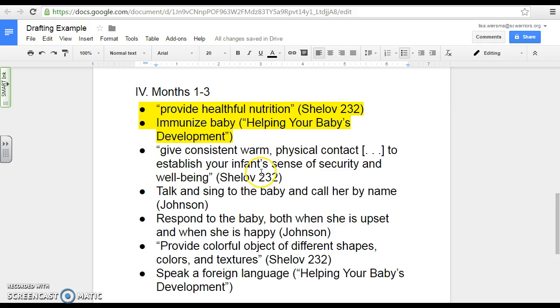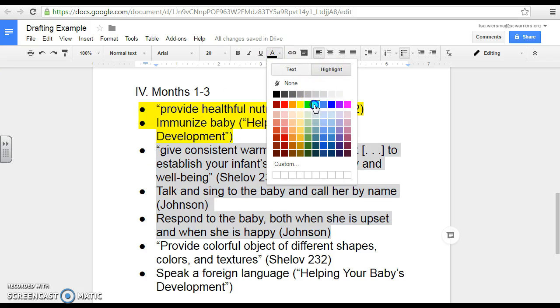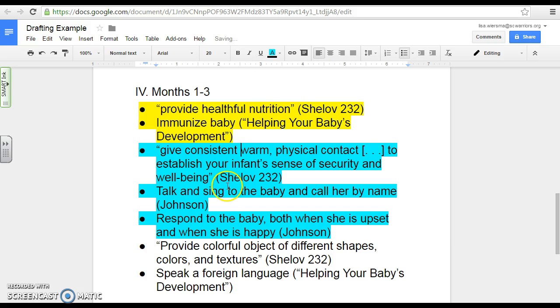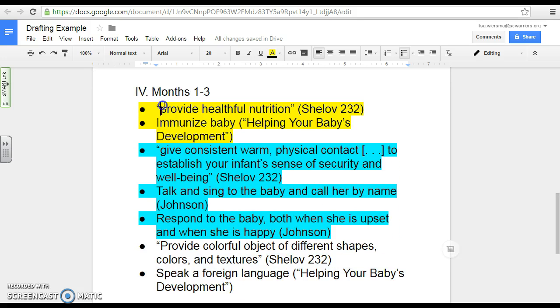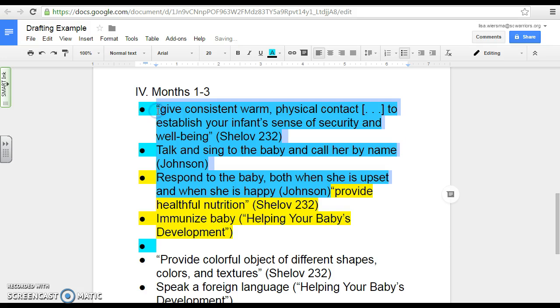Physical contact, talk and sing to the baby, respond to the baby, provide colorful objects of different shapes, speak a foreign language. I feel like these three really go together because it has to do with the way the parents respond. And then I feel like these are just a little bit different than the others. So I'm going to actually start with these, and then I can just move them in my outline here.